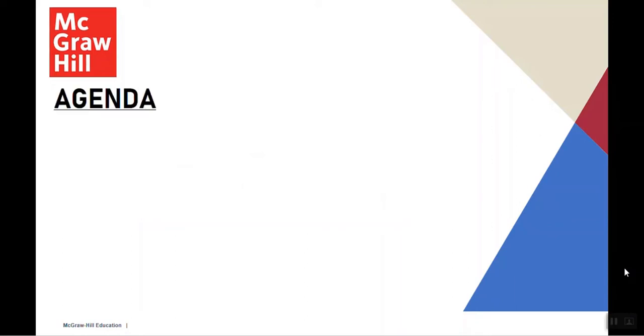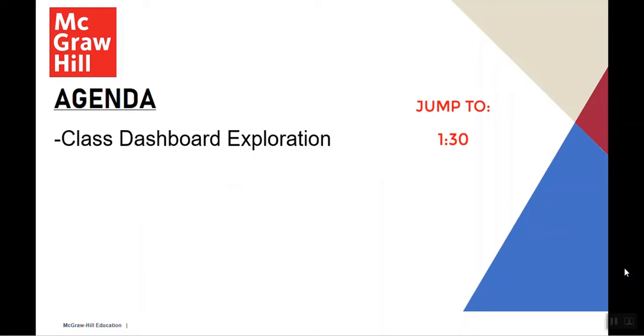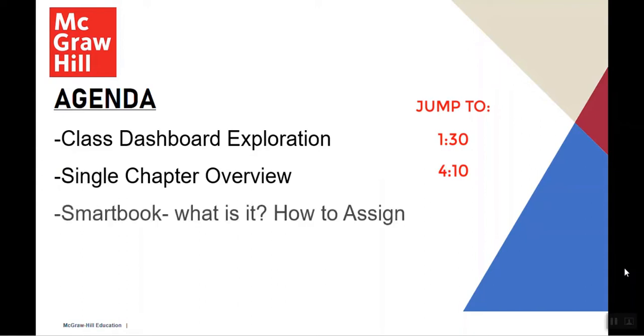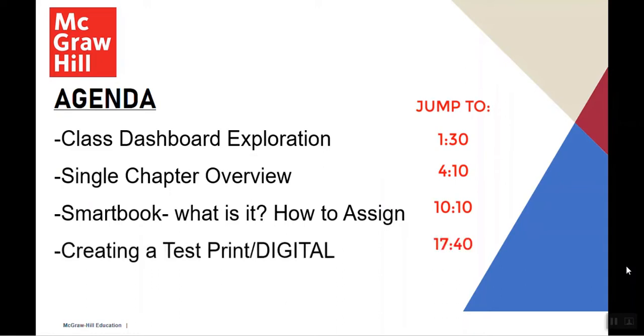First, we'll cover the agenda. The first thing we're going to look at is the class dashboard, followed by a single chapter overview, as all chapters work in a similar way. Next, we'll talk about the Smartbook, what is it, and how to assign it. And we'll end with creating a test, either print or digital.